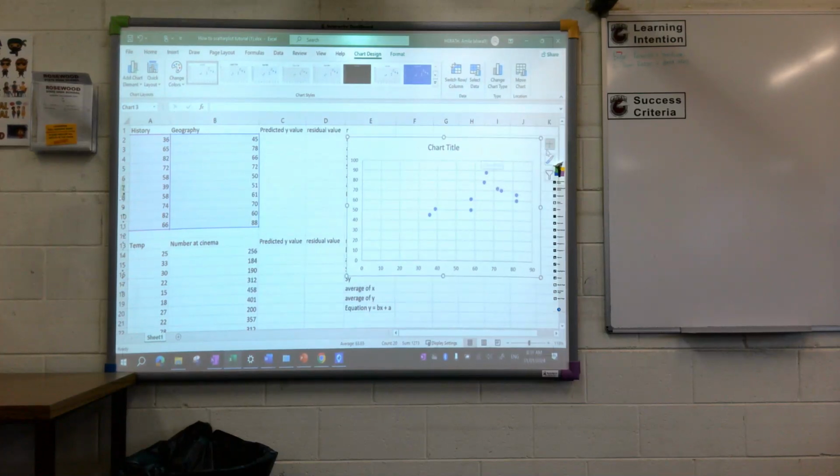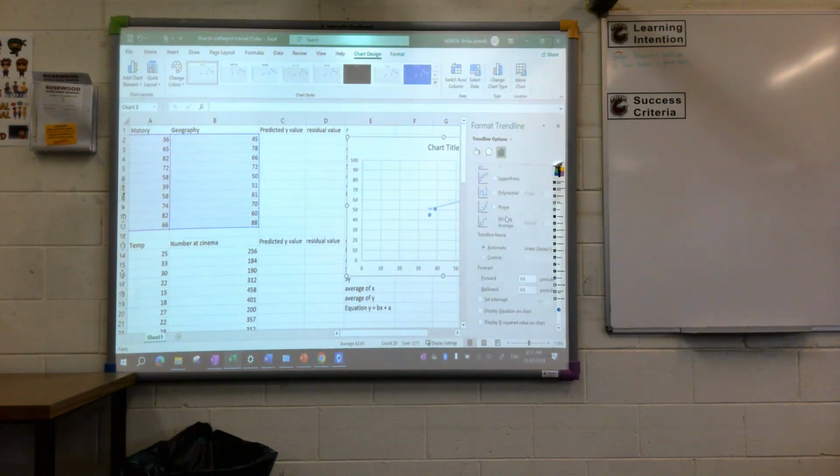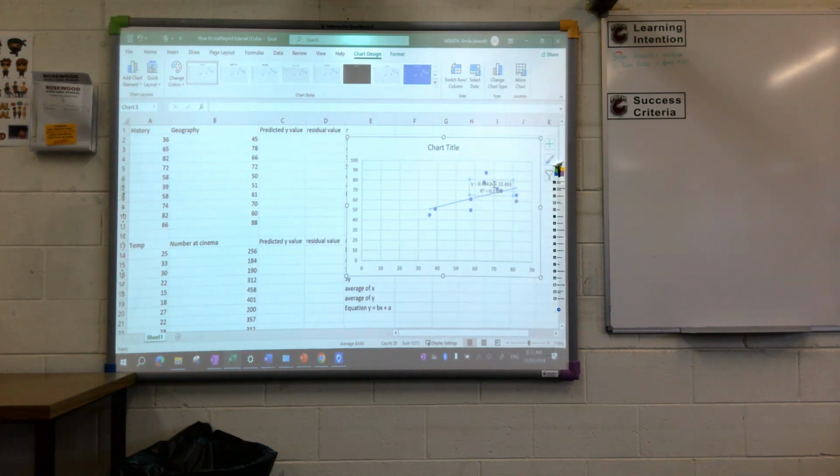On your scatter plot, we're going to click the little chart elements icon, go into trend line, click more options. We want a linear trend line, and we're going to put in our display equation and our values. And you should see that pop up on your graph. There it is there.